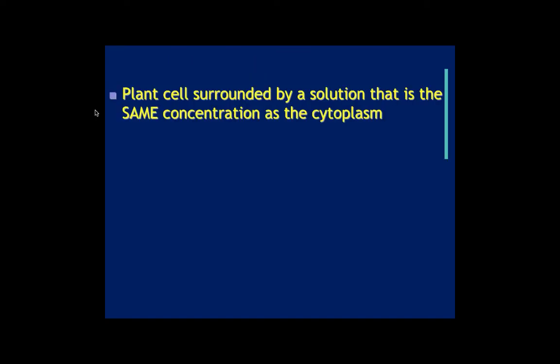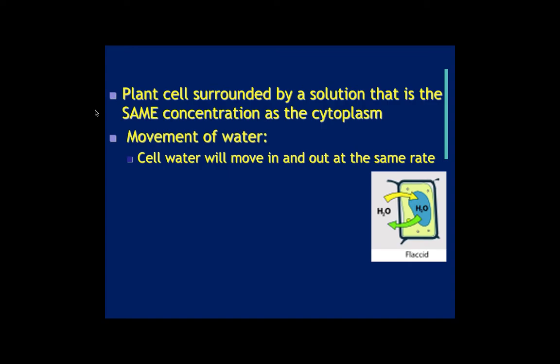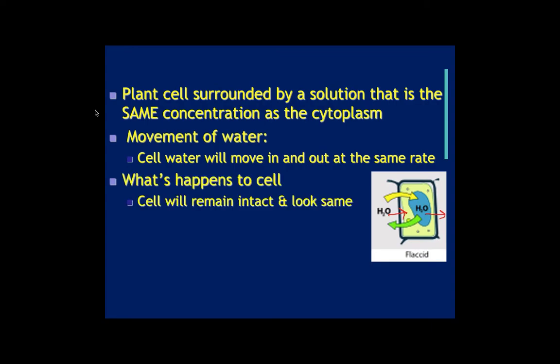So we have the first scenario. If I put a plant cell surrounded by a solution that is the same concentration as the cytoplasm, what is that going to mean? So water will move in and out at the exact same rate. So if this is our cell, you're going to have water moving into your cell, but also you're going to have water moving out at the same rate because there's no difference in concentration. So the cell will appear to remain intact and it'll look exactly the same under a microscope.